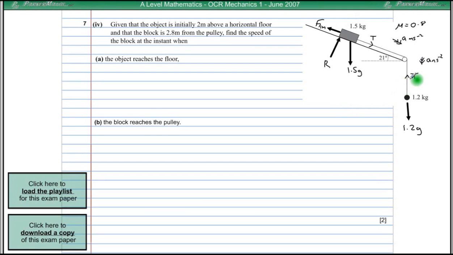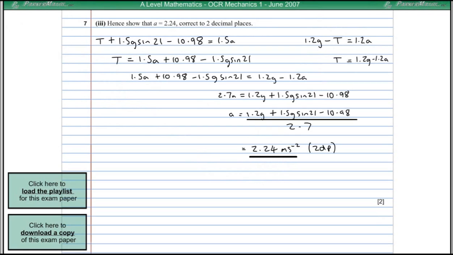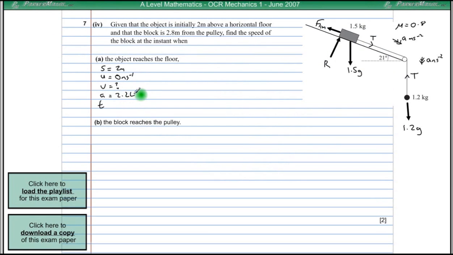Now we don't need the diagram, I just think it's helpful here to visualize what's going on. So let's write down our SUVAT equation. Now if we think of our initial displacement here as 0, when it hits the floor, displacement is going to be 2 meters. The initial velocity is 0. We're trying to find the final velocity. Remember, in part 3 we showed that the acceleration is 2.24, and we don't know the time. We're not interested in the time now.